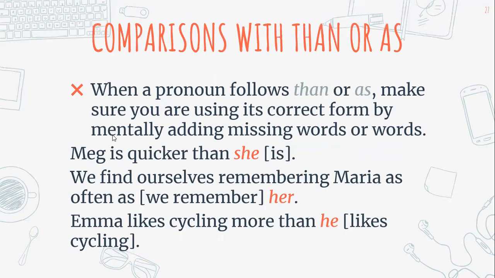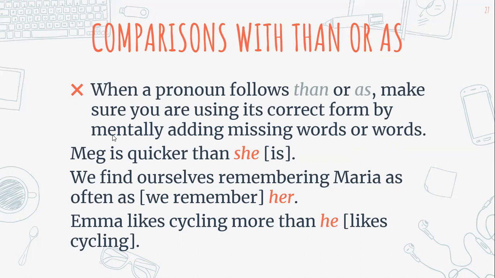So here we have comparisons with than or as. When a pronoun follows than or as, make sure you are using its correct form by mentally adding missing words. A missing word or words, right? Pardon me for the incorrect one. So, Meg is quicker than she is.